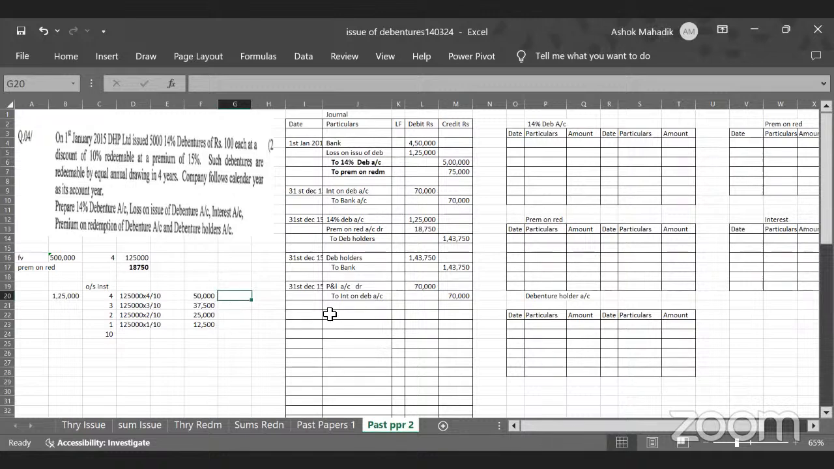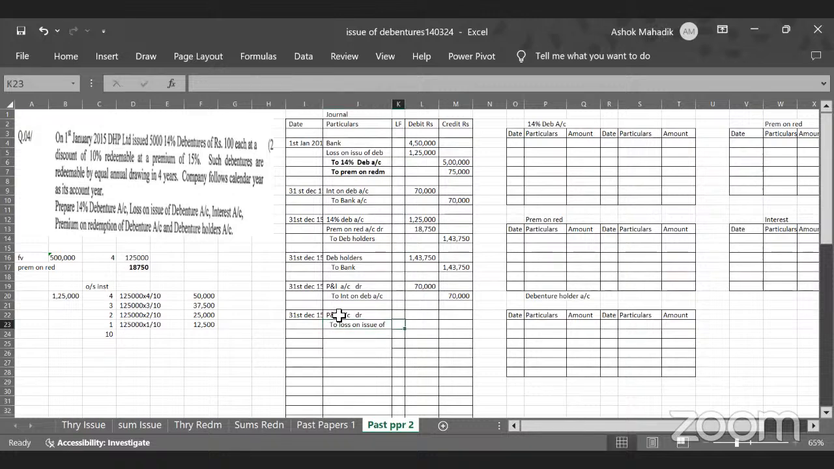We calculated here. Now for this year, the amount will be written off. See, we are not aware that we have a securities premium or anything else, so we use P&L account only. So again, on 31st December, the entry can be P&L account debit to loss on issue of debentures.